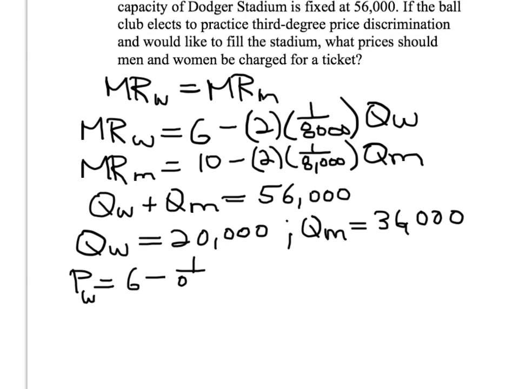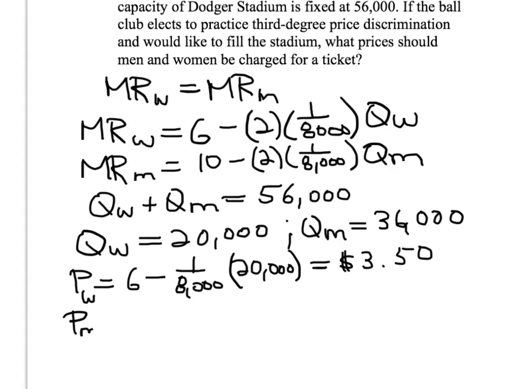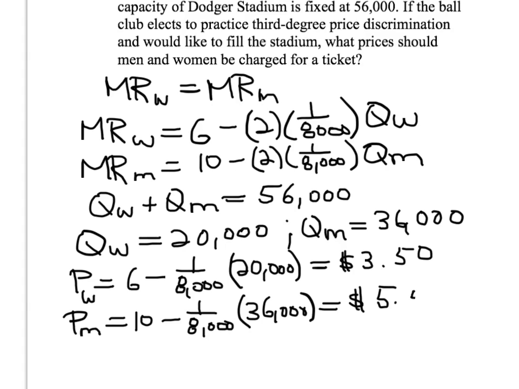So we know that that is equal to 1 over 1,000 times 20,000, and we find that the price for women will be $3.50. And the price for men, plug it into the demand equation for men that we had up there, and that was multiply this times 36,000, and that's going to give you a price of $5.50. So clearly the women are going to be paying less.